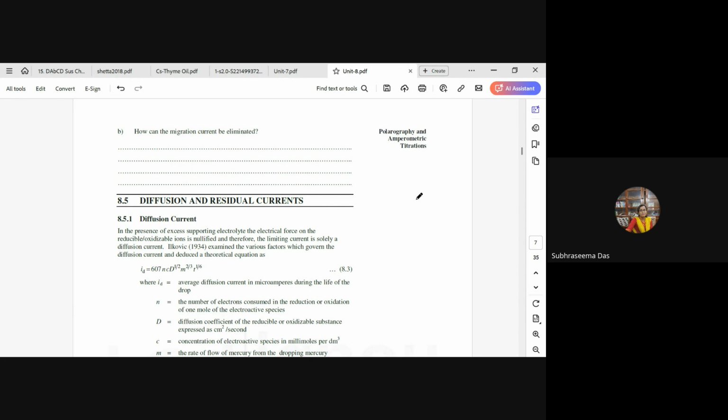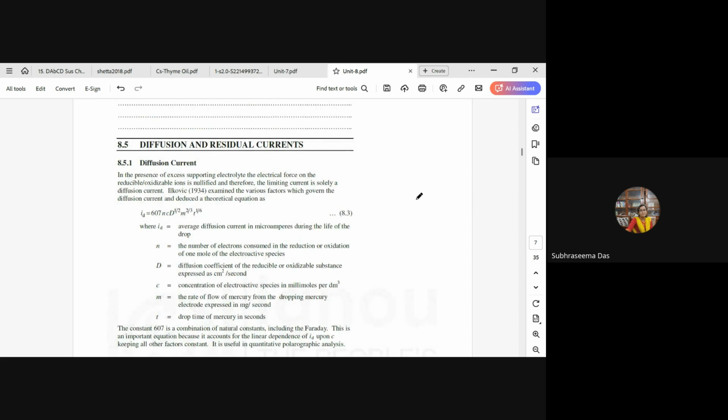Now coming to diffusion and residual currents. First is the diffusion current. When we have an excess of supporting electrolyte, the electrical force on the reducing or oxidizing species becomes zero. Thus the limiting current becomes the sole factor for the diffusion current.